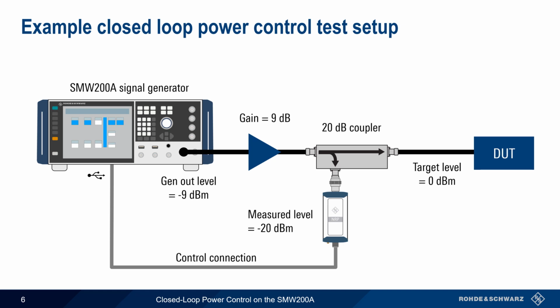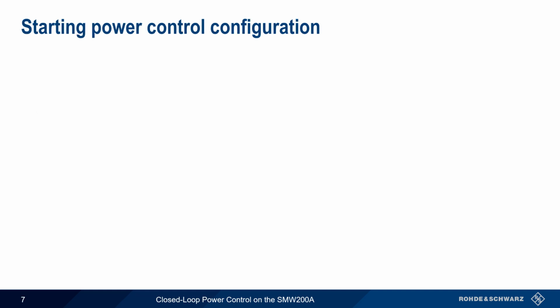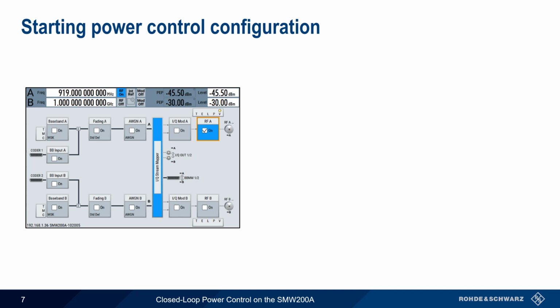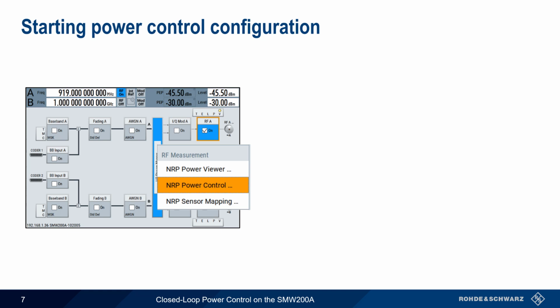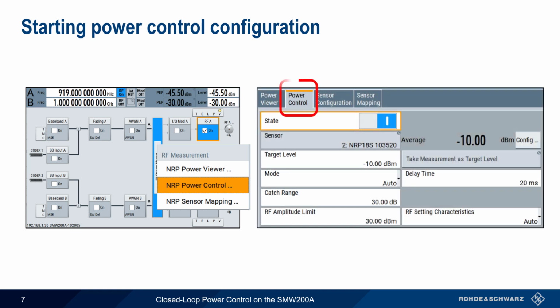In the remainder of this presentation, we'll show step by step how to configure closed-loop power control using the SMW200A and an NRP series RF power sensor. On the SMW200A, power control is configured by first clicking on the RF box in the main GUI and then selecting NRP Power Control. Power control is then configured by clicking on the Power Control tab. Note that power control is configured entirely through the SMW's GUI. No external software or a control PC is required.